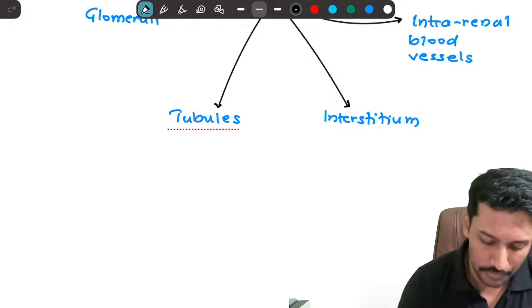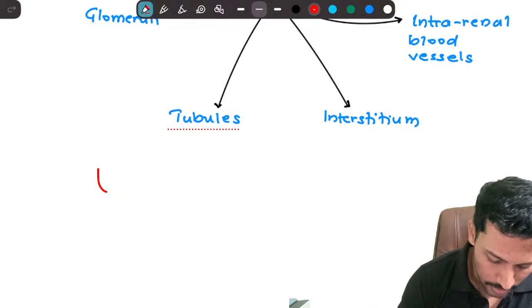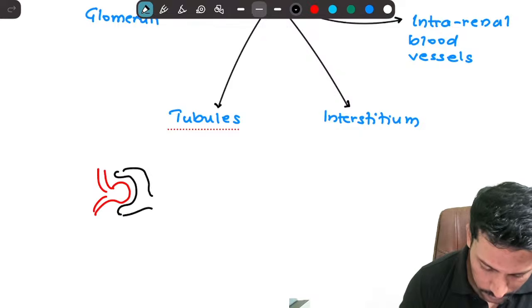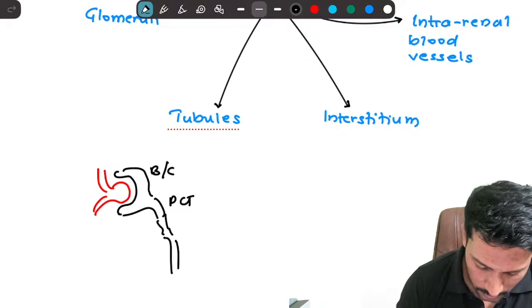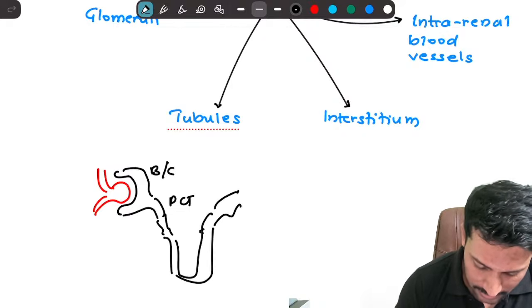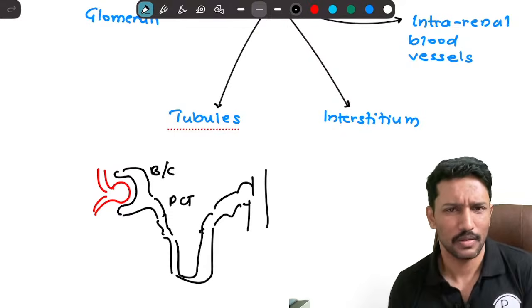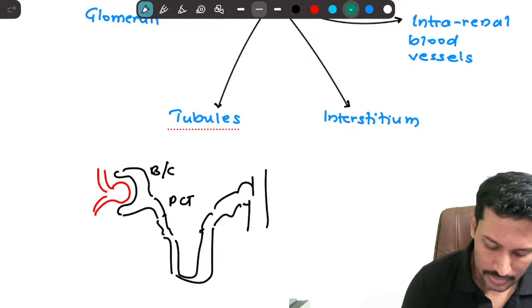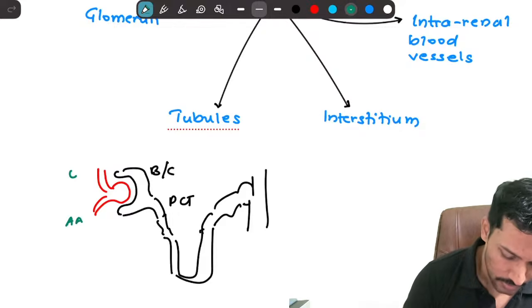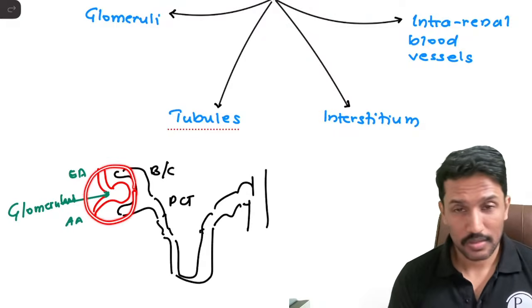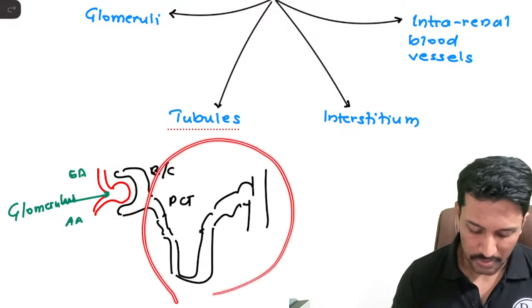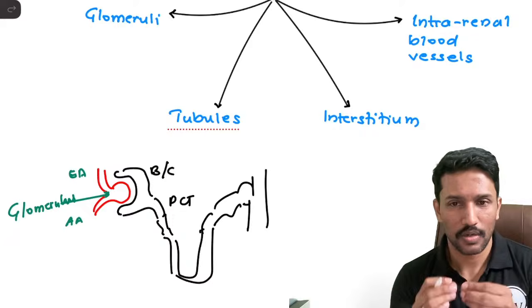And as you know, the structural and functional unit of the kidney is a nephron. And a nephron comprises the glomerulus, Bowman's capsule, proximal convoluted tubule, loop of Henle, distal convoluted tubule, and collecting duct. This makes up one unit of renal function. It will have an afferent arteriole, efferent arteriole, and a glomerulus. Now, this structure is a glomerulus. Along with that, you have these tubules, PCT, DCT, loop of Henle. These are called tubules.